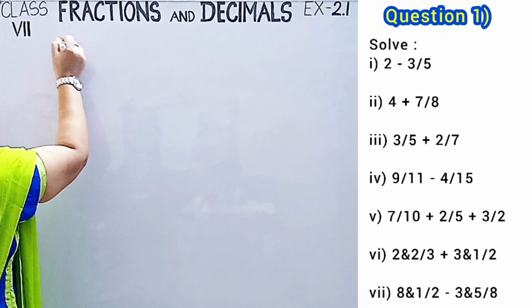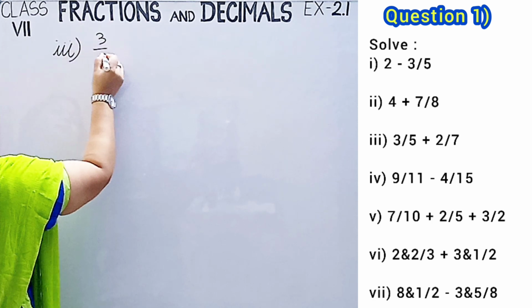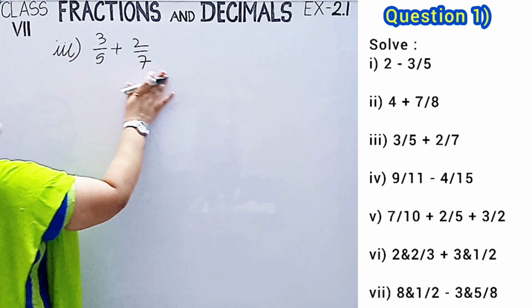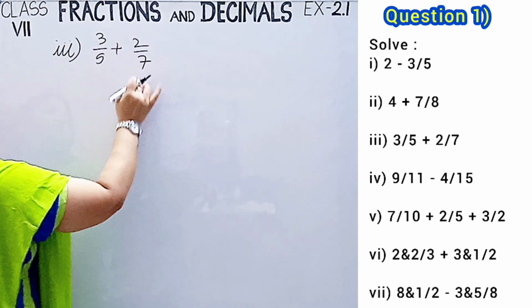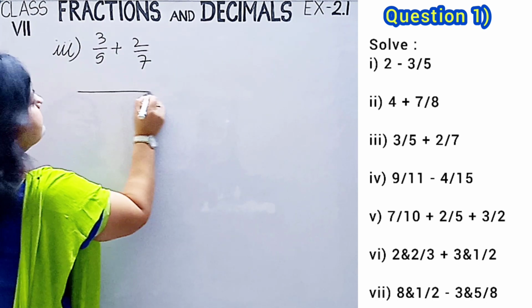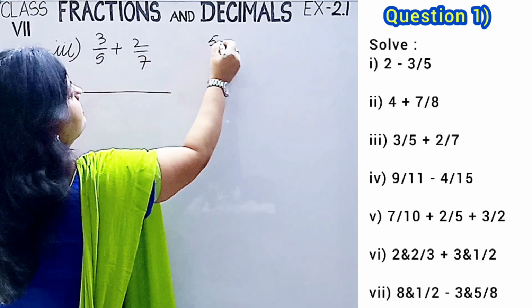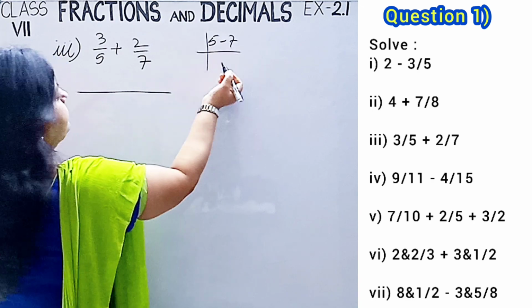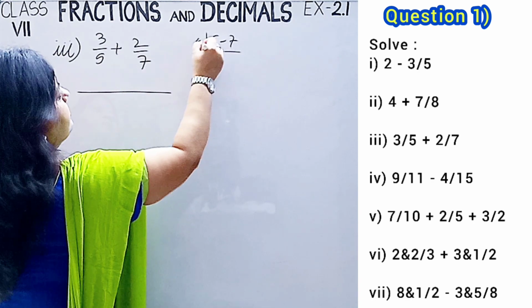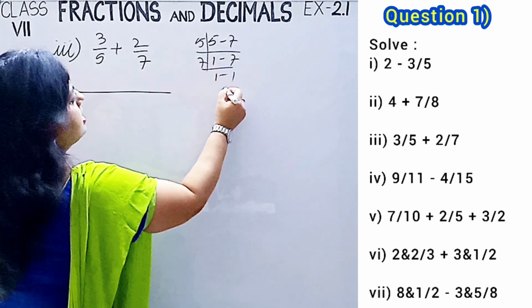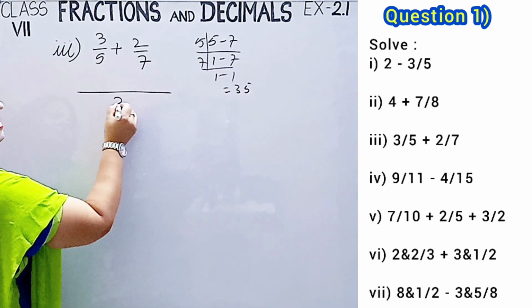Third part, 3 upon 5 plus 2 upon 7. Both are unlike fractions, 3 upon 5 and 2 upon 7. So we have to take the LCM first of all. So 5 and 7 are co-prime numbers. It means after taking the LCM of 5 and 7 we will get 5 7s are 35. So the LCM is 35.